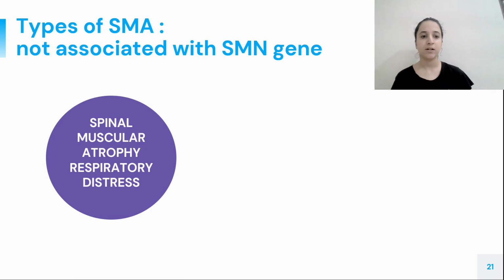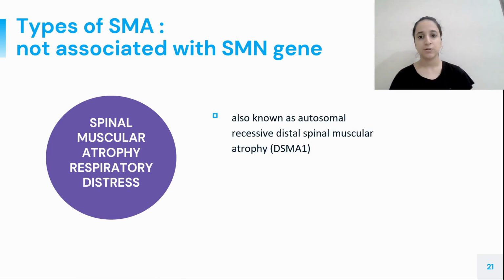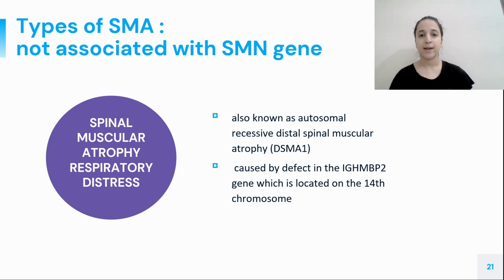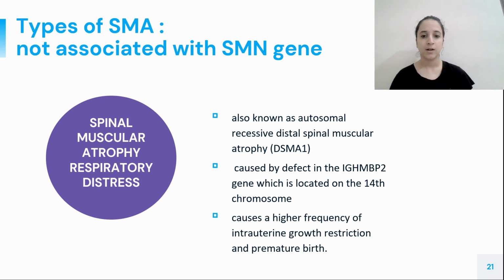The first one is spinal muscular atrophy with respiratory distress. It is also known as autosomal recessive distal spinal muscular atrophy. It is caused by a defect in the IGHMBP2 gene, which is located on the 14th chromosome. It causes a higher frequency of intrauterine growth restriction and premature birth.